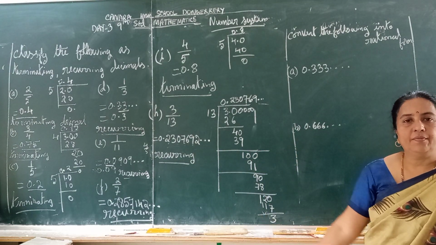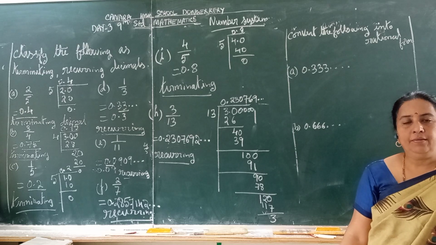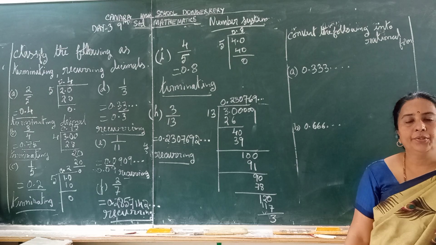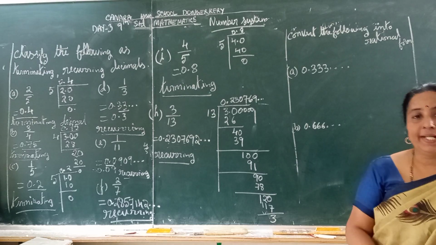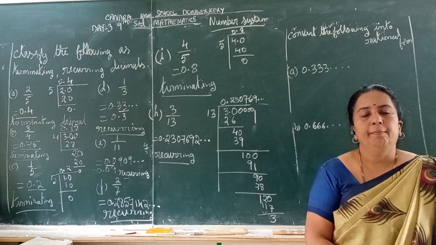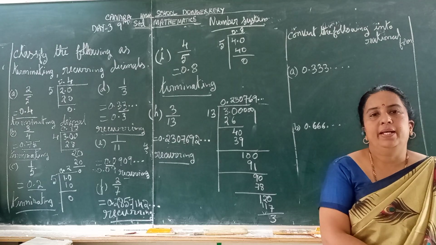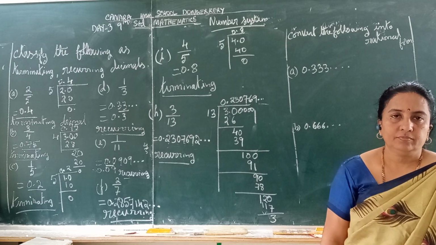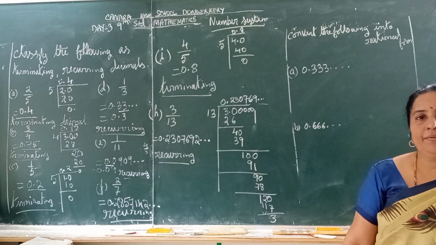So, is it clear to everyone how to convert a given rational number or fraction into decimal form and identify them as recurring decimals or terminating decimals? Is it clear to everyone?